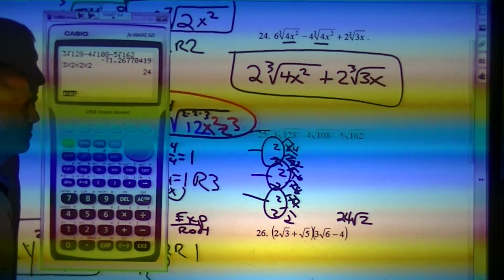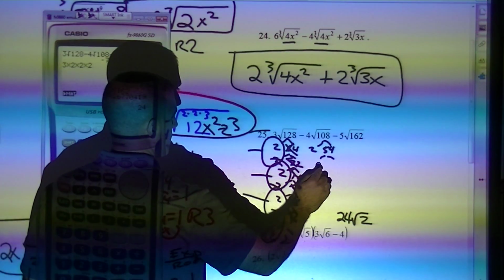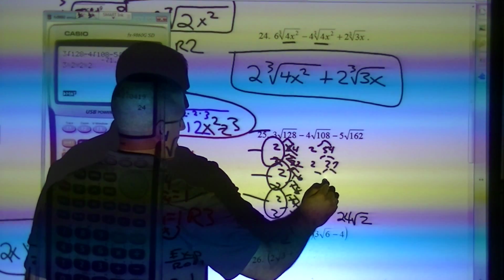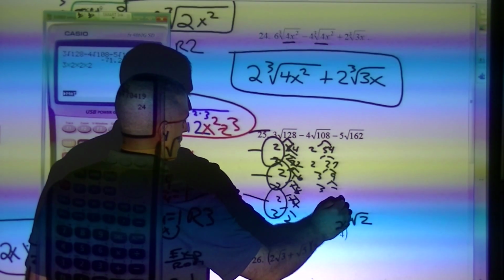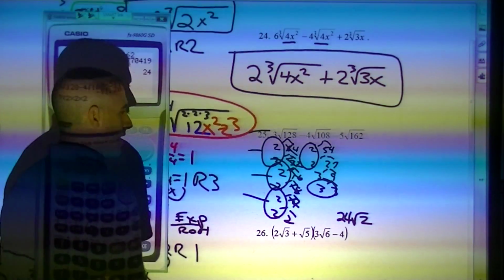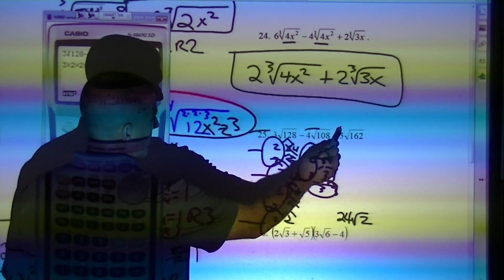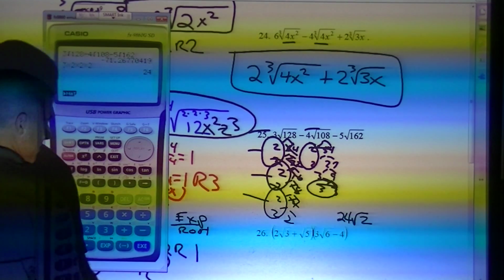I'm going to break down this one. That's going to be 2 and 54, 2 and 27, 3 and 9, 3 and 3. Once again, I'm looking for pairs. Here's a pair, here's a pair. So I'm going to put a 2 over, I'm going to put a 3 over, and I'm going to put a negative 4 over. So 4 times 2 times 3.